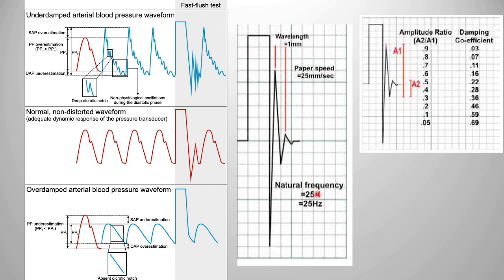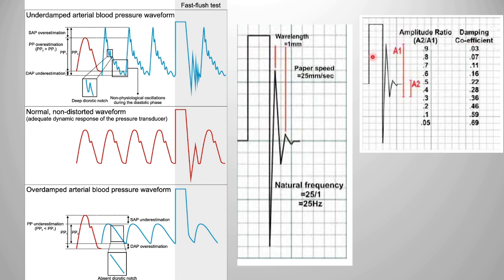Another thing which the fast flush test gives you is the amplitude ratio, the damping ratio. You divide the smaller, the A2, the second waveform length, by the longer, A1, so A2 by A1. It should ideally be 0.78 to be optimally damped. If it is very low, it will be underdamped. If it is high, it will be overdamped.